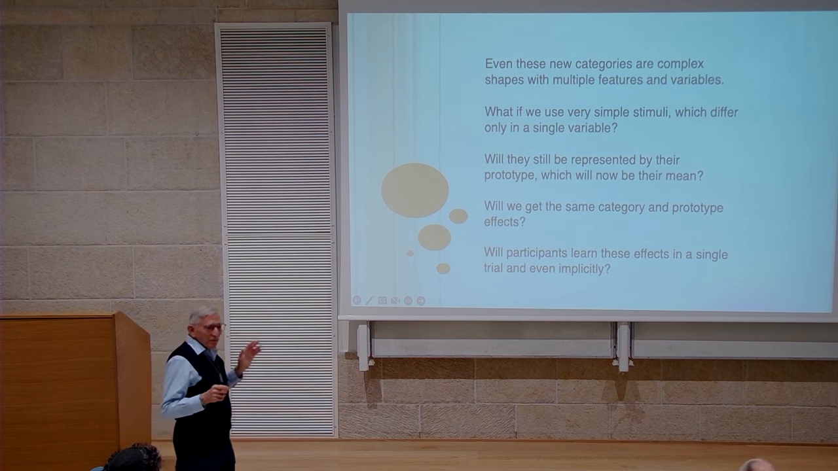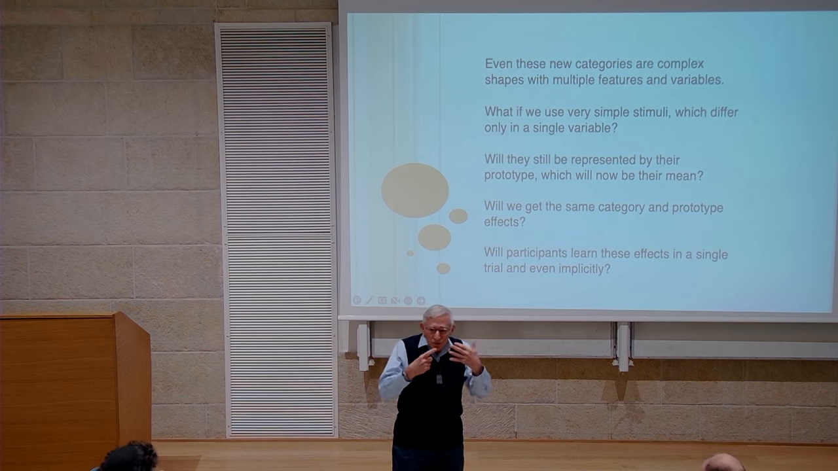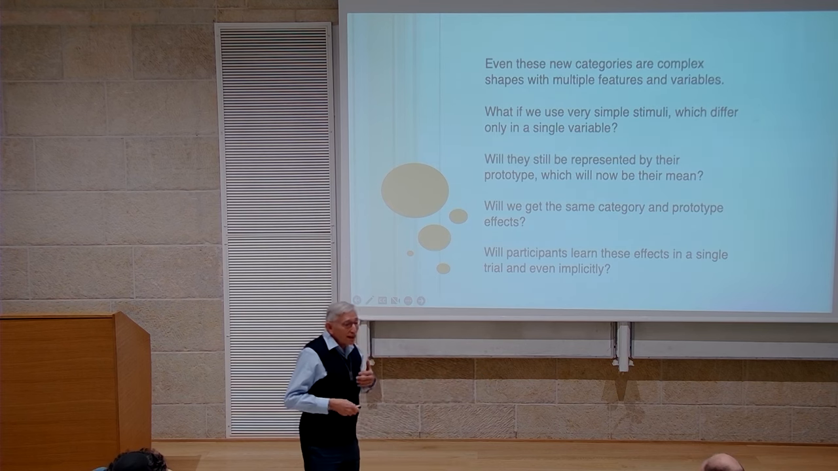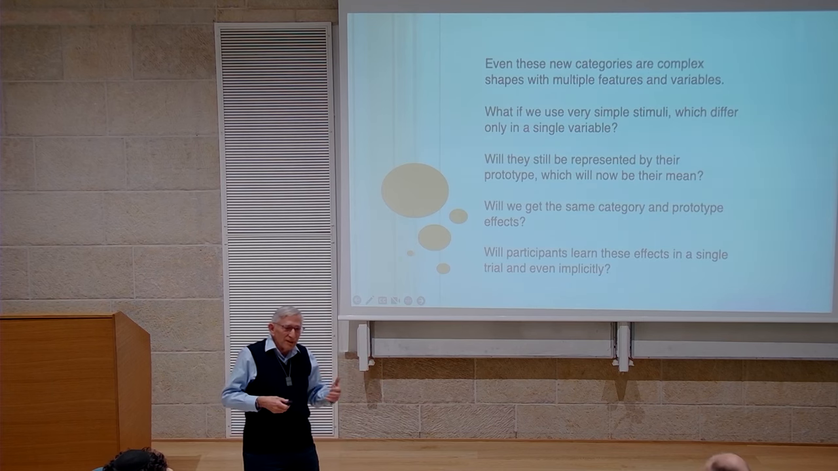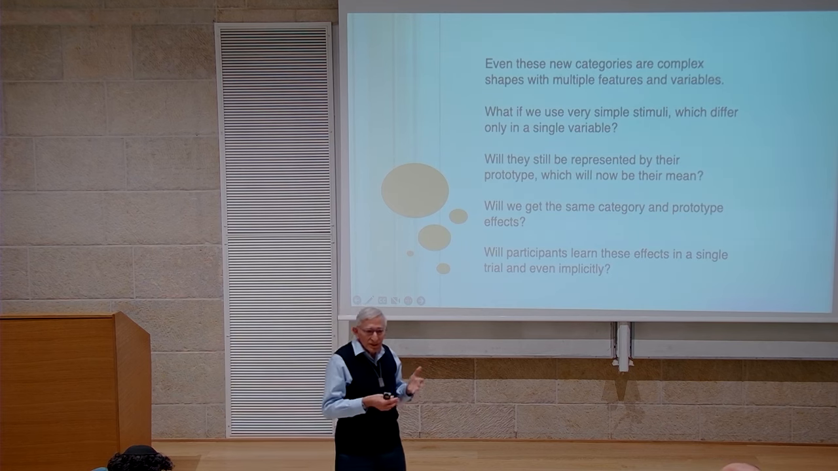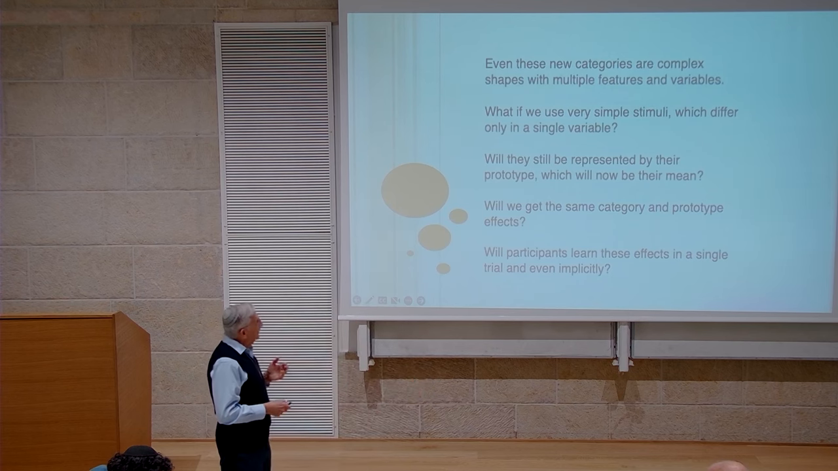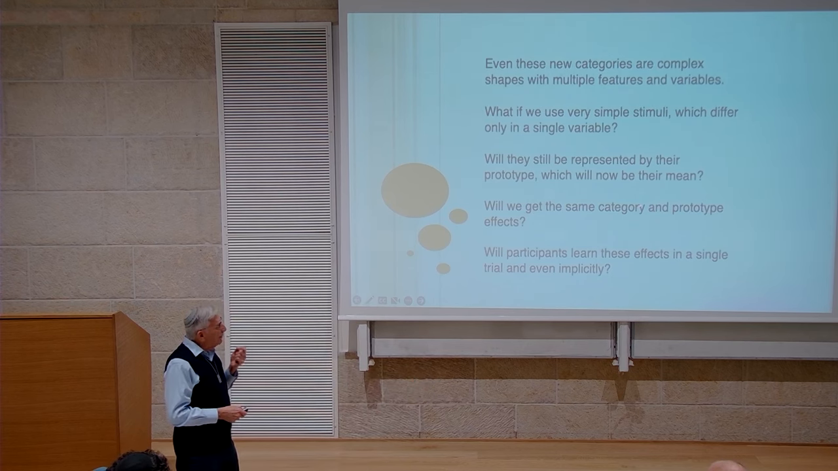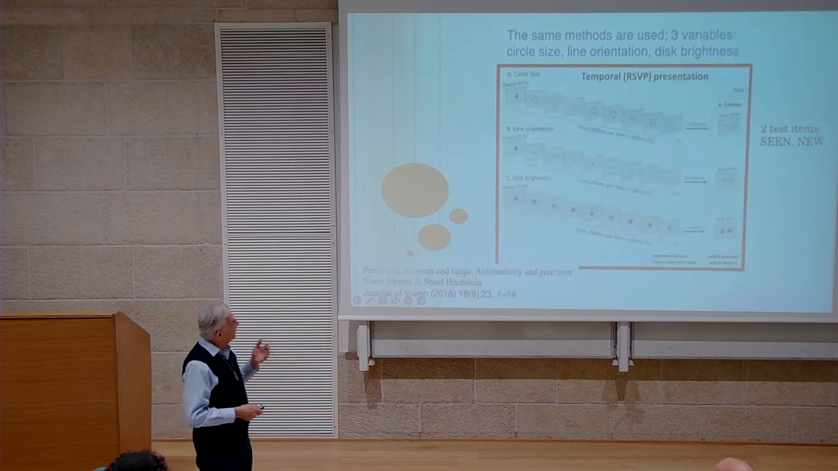Okay, so till now we've talked about categories, and we've talked about objects, and we've talked about new objects that they have never seen before. But now we say, what about going to very simple things? And therefore, it's a different field in a way. It's called ensemble perception, but for us, it's really the same thing. Because also when we see a bunch of circles of different sizes, there's a category that is being done there. It's circles, for example. But we want to see if we're going to get the same category and prototype effects when we go over to very simple stimuli.